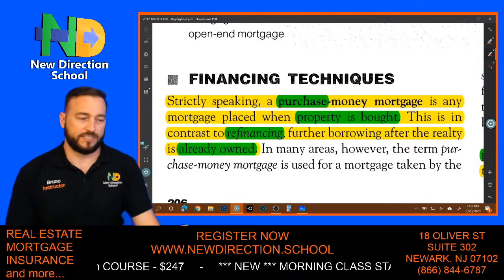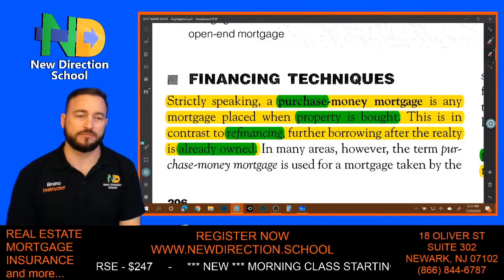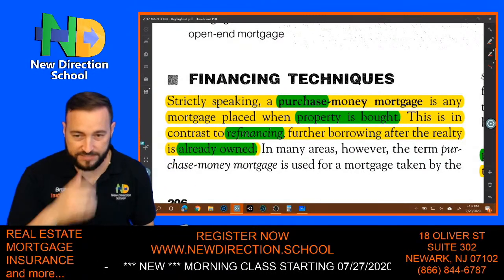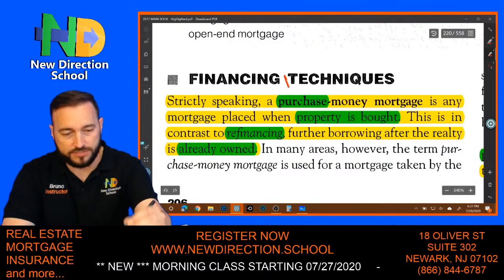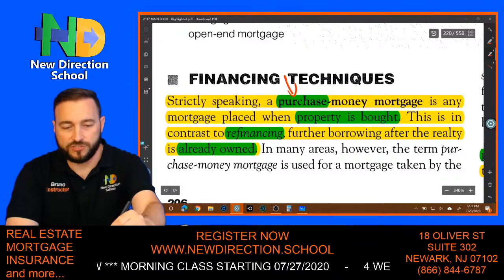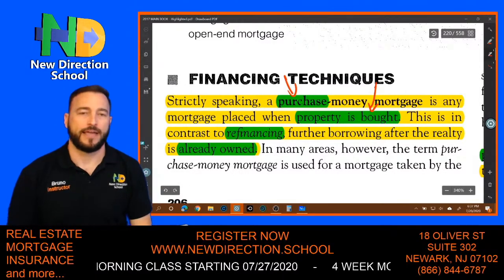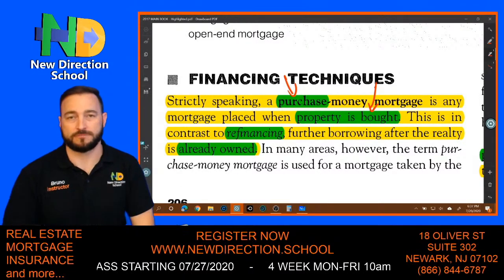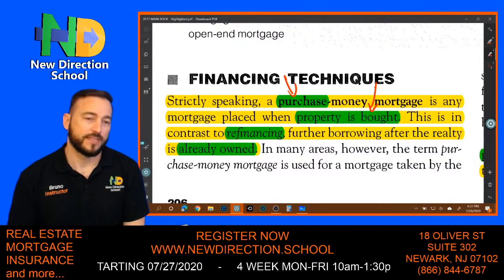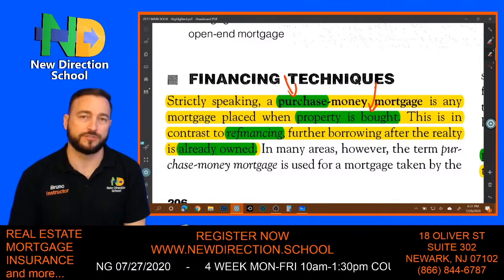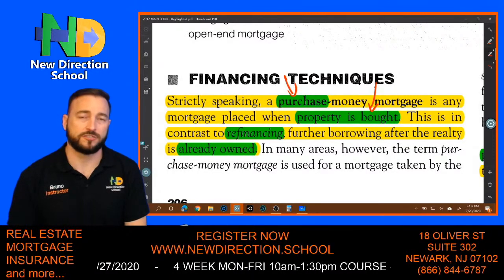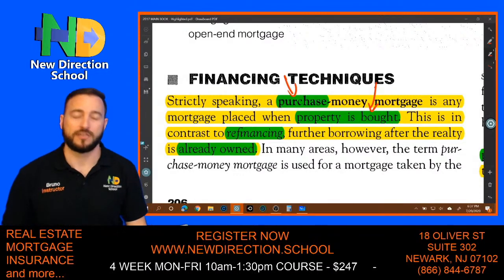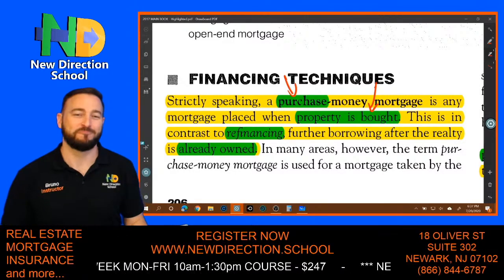So this is pretty much straightforward, very easy to understand. If you see the word purchase money mortgage, pay attention. If you see the words purchase money mortgage, then it refers to buying a property. It's the mortgage or the financing that you got at the time of purchase. Simple. Every time you see purchase money mortgage, somebody financed the purchase money. You do not have enough money to purchase, so you got a purchase money mortgage.